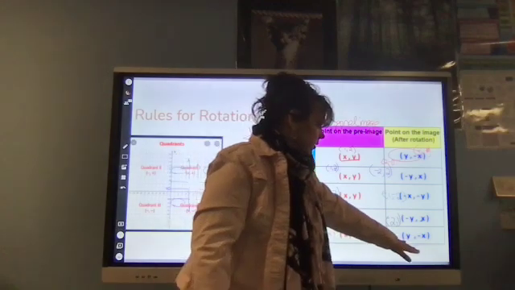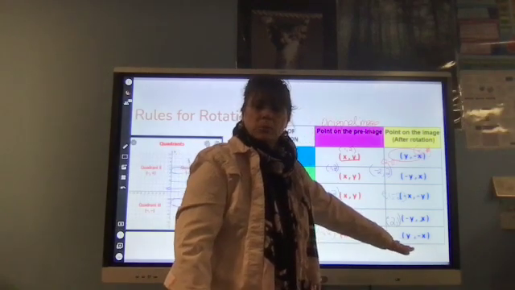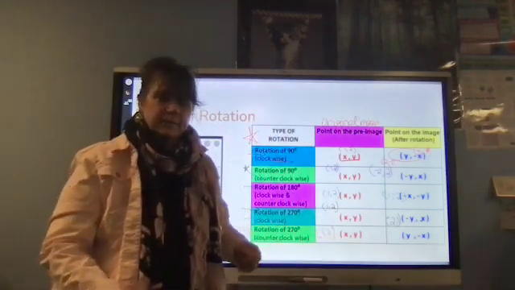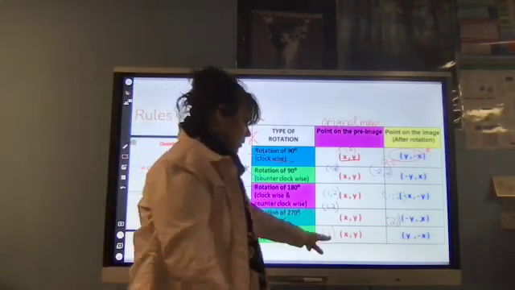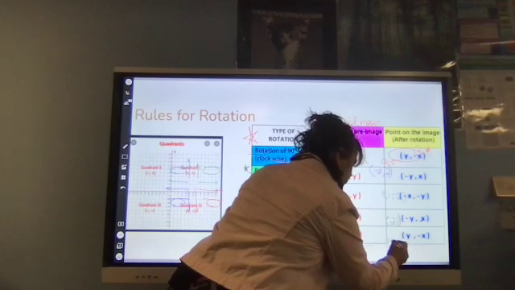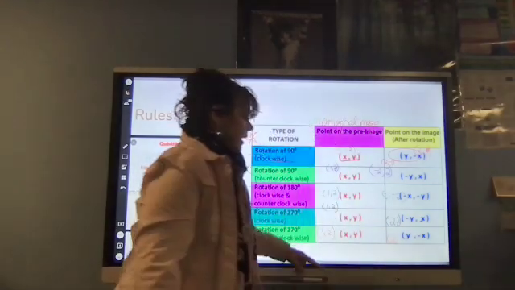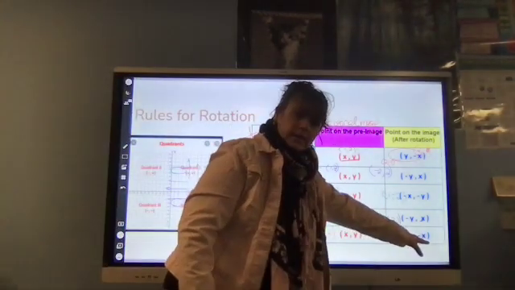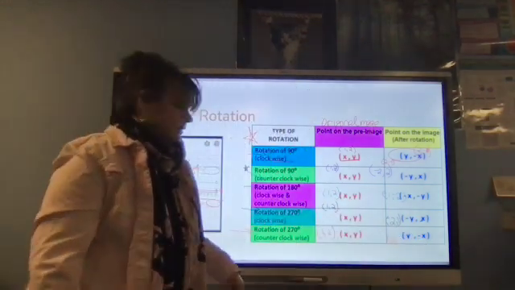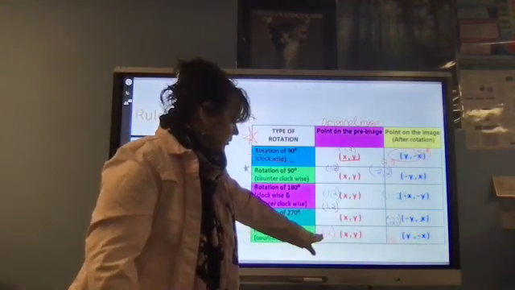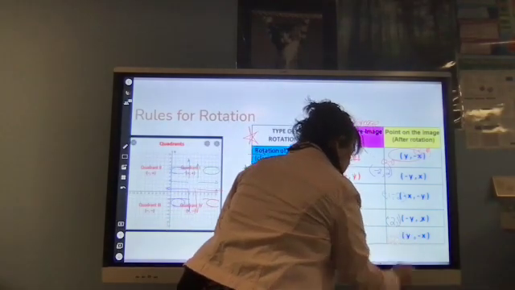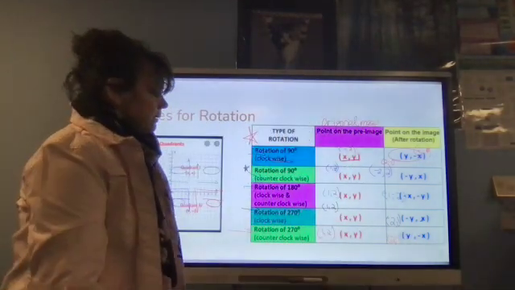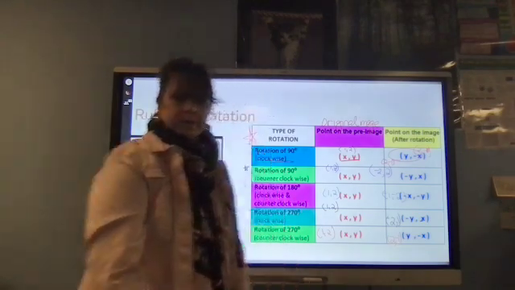And what we're making our image to be, the pattern is going to be (y, -x). So we take our y value from the original coordinate. Our y value originally was 2. That's now going to be our x value. And our y value for the image is going to be -x. So our original was 1, so we're going to make that a -1. So now our rotated point would be (2, -1).